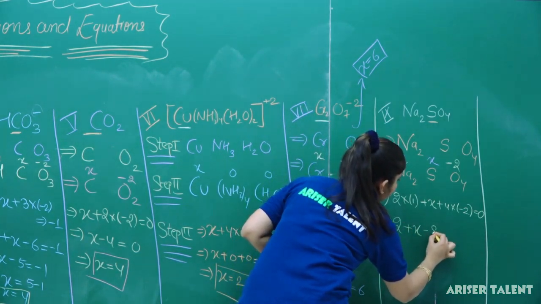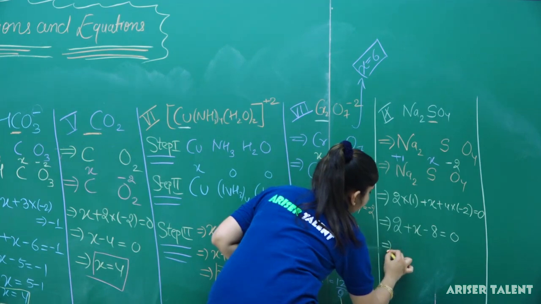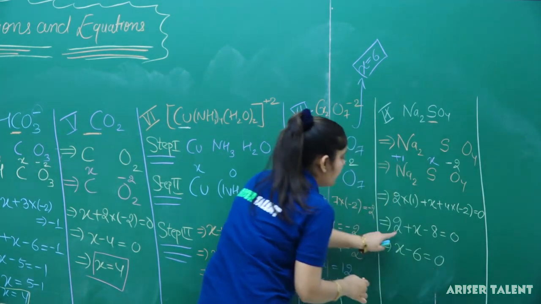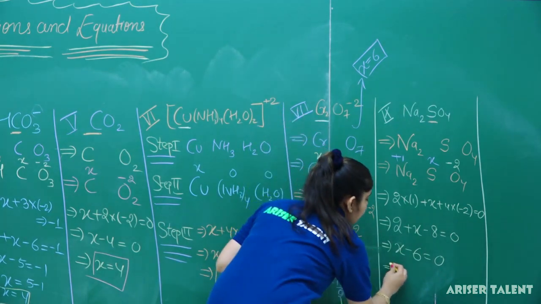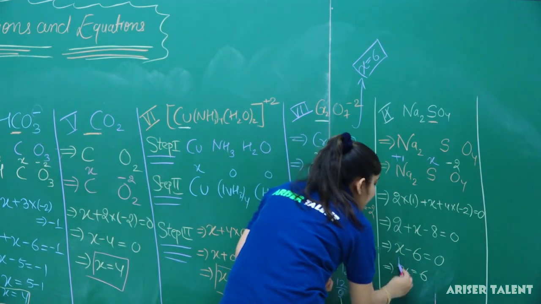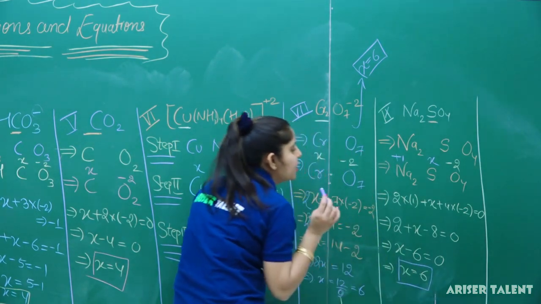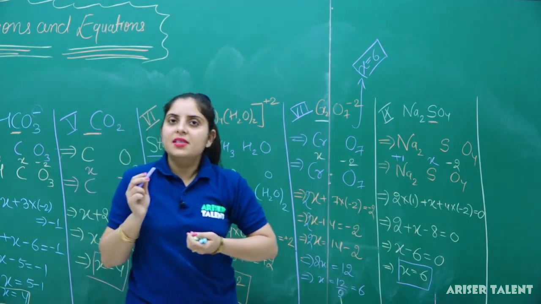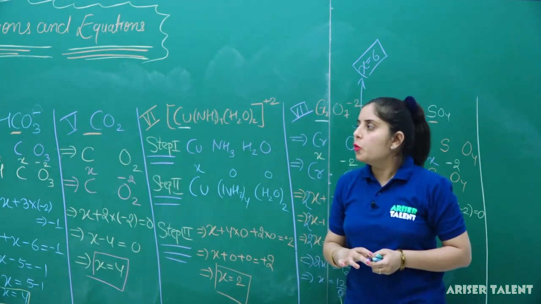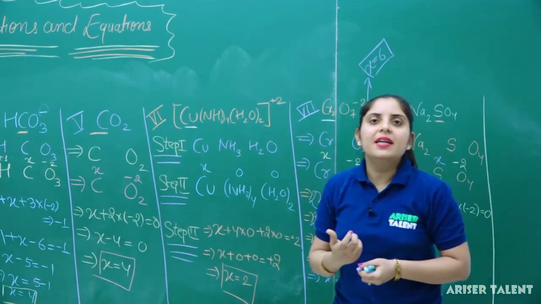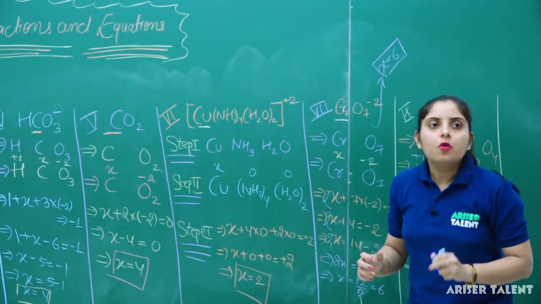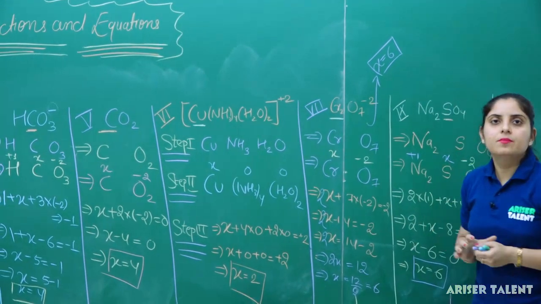2 plus X minus 8 equal to 0. X minus 6 equal to 0, because 2 minus 8 will be -6, and X is equal to 6. So for sulfur in sodium sulphate, the oxidation number came out to be 6. So I hope these oxidation states will be clear to you. We have many more examples in this category, but all the questions will follow similar rules. So if you want to copy it, please copy it from here.